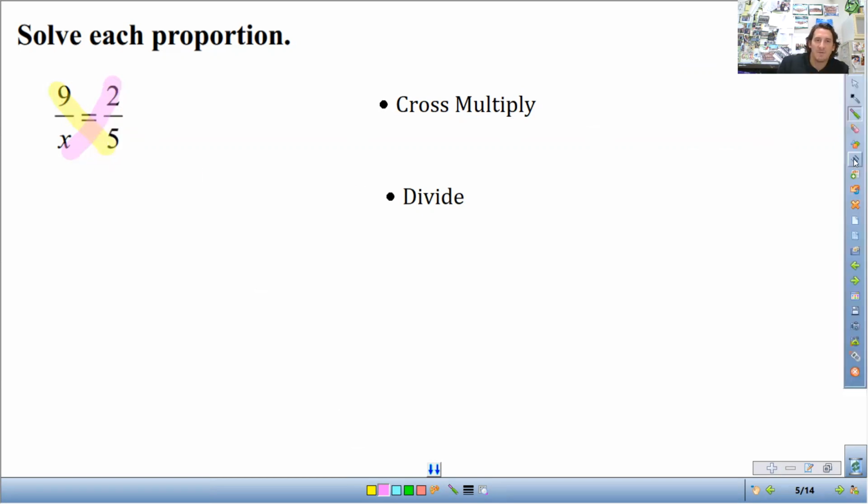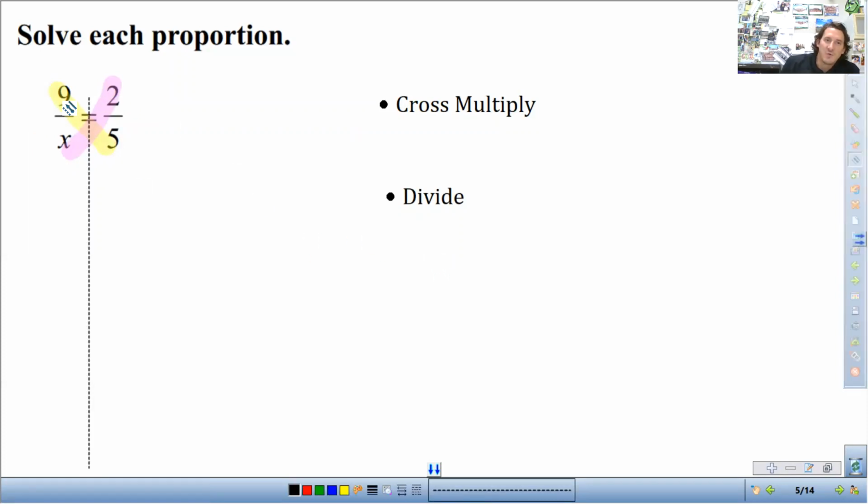Actually, before I go any further, I'm going to include a line of separation in this. All right, so top times the bottom, top times the bottom. We only do this when it's two fractions equal to each other. This is a special case of how we use this method to solve. Only when two fractions are equal to each other, we cross multiply. So 2 times x is equal to 9 times 5.